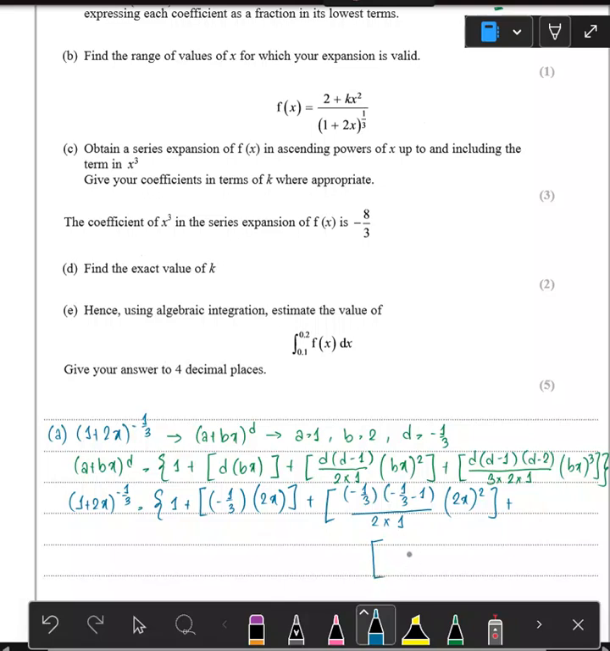Plus, if I write it in the next line, d multiplied by d minus 1 multiplied by d minus 2. So d here is negative 1 by 3. So I'll write negative 1 by 3 multiplied by negative 1 by 3 minus 1 multiplied by negative 1 by 3 minus 2, divided by 3 multiplied by 2 multiplied by 1, multiplied by bx whole cubed. So bx whole cubed, with b as 2, is 2x whole cubed. So that will be this, with square brackets and curly brackets.